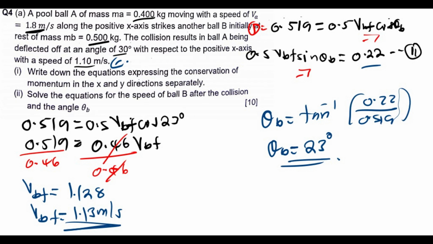So try to follow the same principle and see if you are able to find 1.13. But in most cases, you are going to find that VB is less than VA. In this case, no.